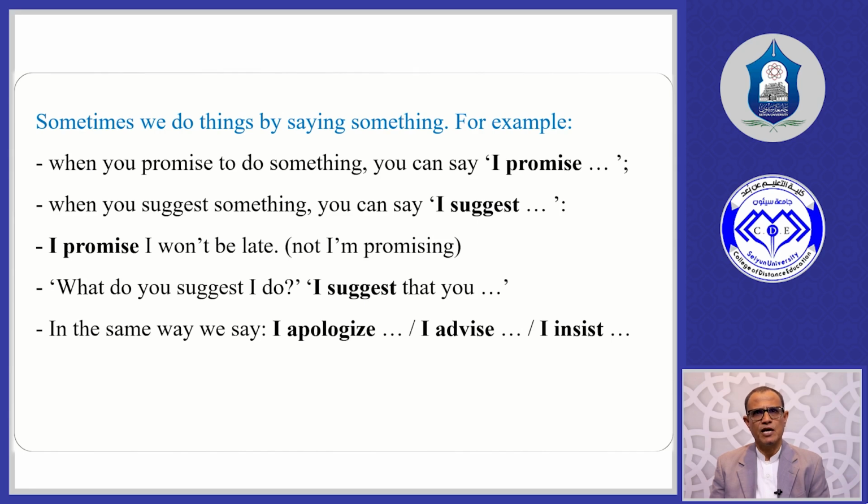I'll come to your house today. I promise. We cannot say, for example, I'm promising. We cannot say I promised. We cannot say, for example, I was promising. So we have to use the present simple tense where we say only I promise.